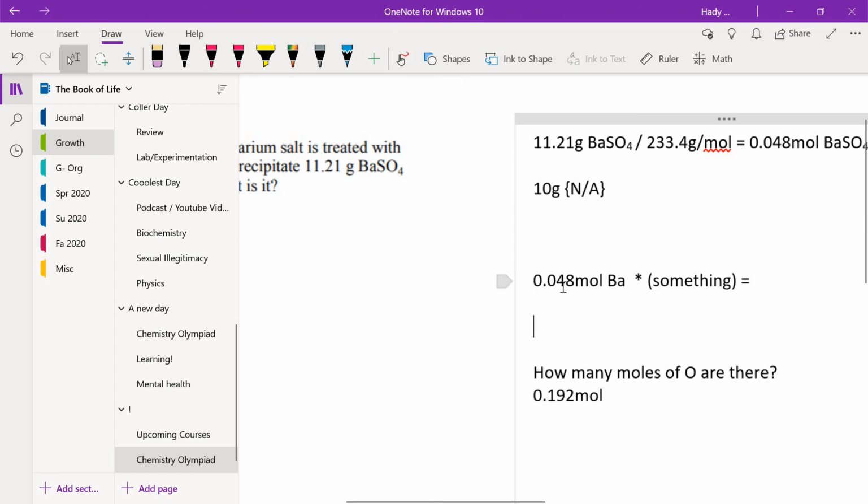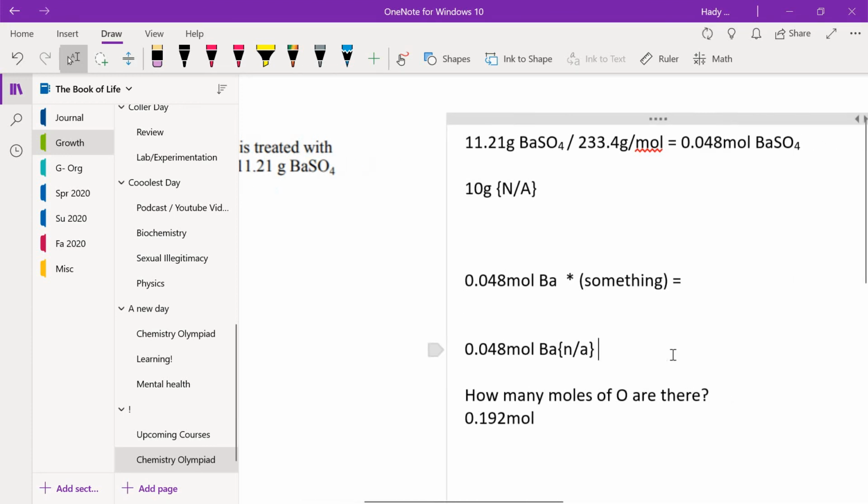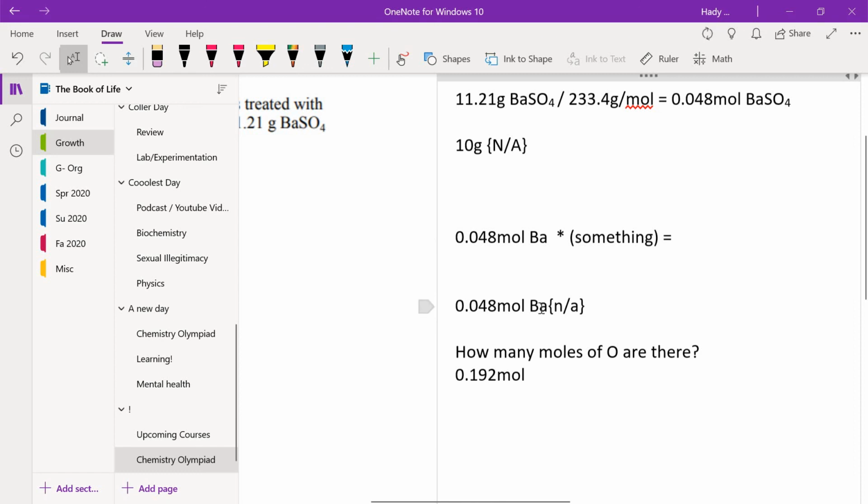Because, think about it, you have 0.048 moles of barium, and there's only one barium per molecule, so you have that many moles of barium attached to whatever. And the molar mass of this element, how many grams per mole, needs to end up getting you a number that's 10 grams. Once you convert this into the mass, you should get 10 grams.